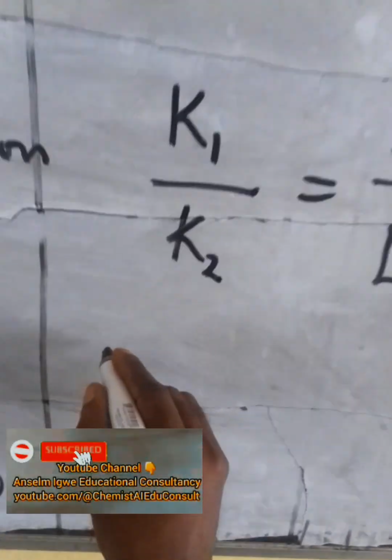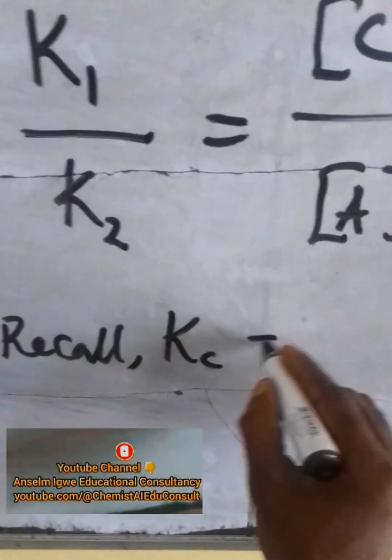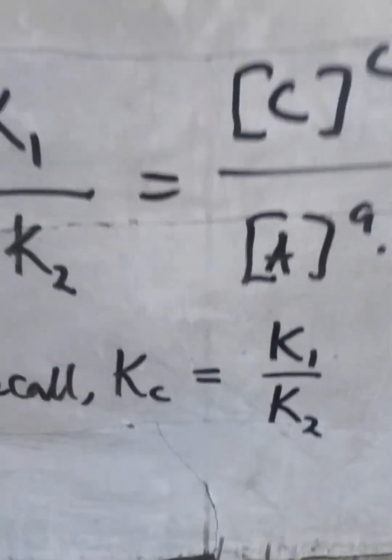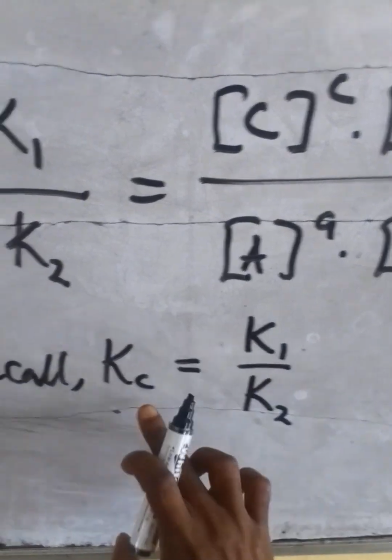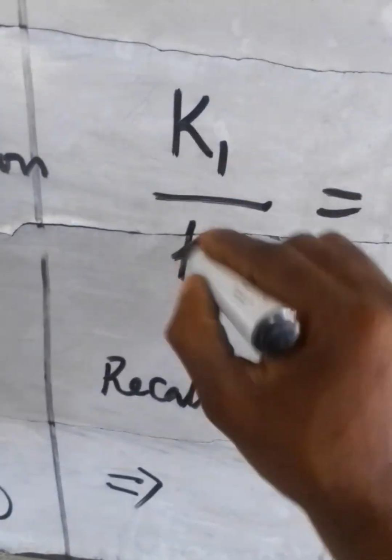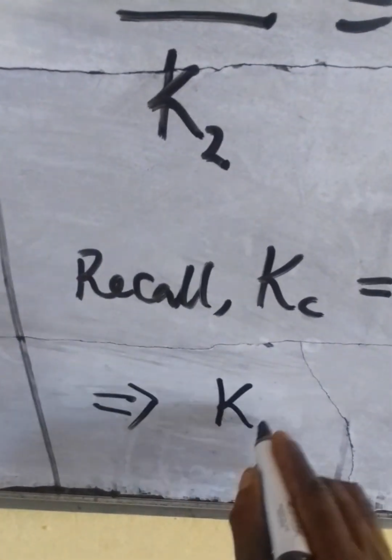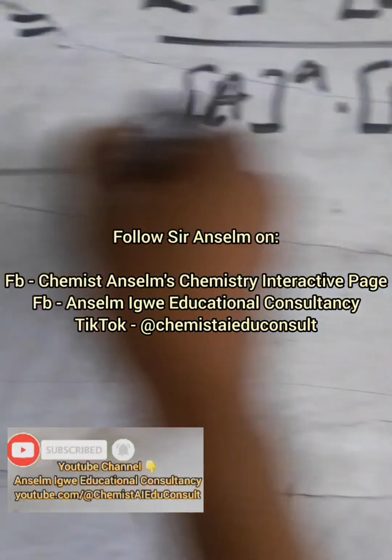Having got this, recall that Kc, the equilibrium constant of any reaction, is equal to K1 over K2. The ratio of the equilibrium constant of the forward reaction to the equilibrium constant of the backward reaction gives you Kc, which is the equilibrium constant of the reversible reaction. So this now implies that, replacing K1 over K2 with Kc, Kc equals [C] raised to power c, [D] raised to power d, divided by [A] raised to power a, [B] raised to power b. And that is the derivation.